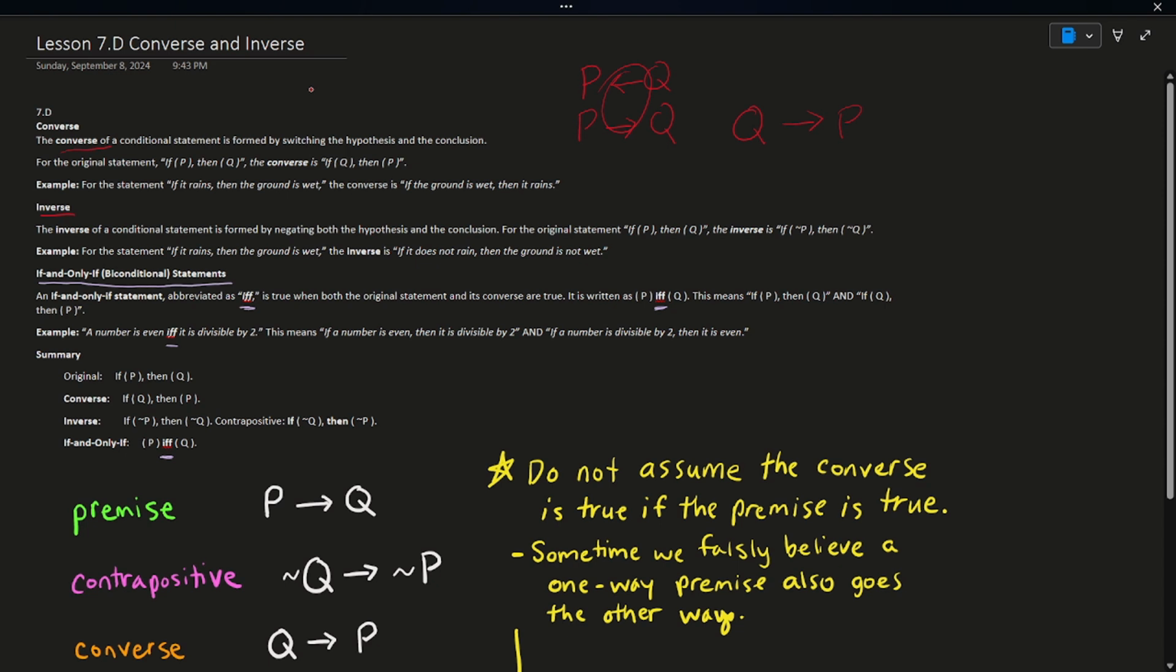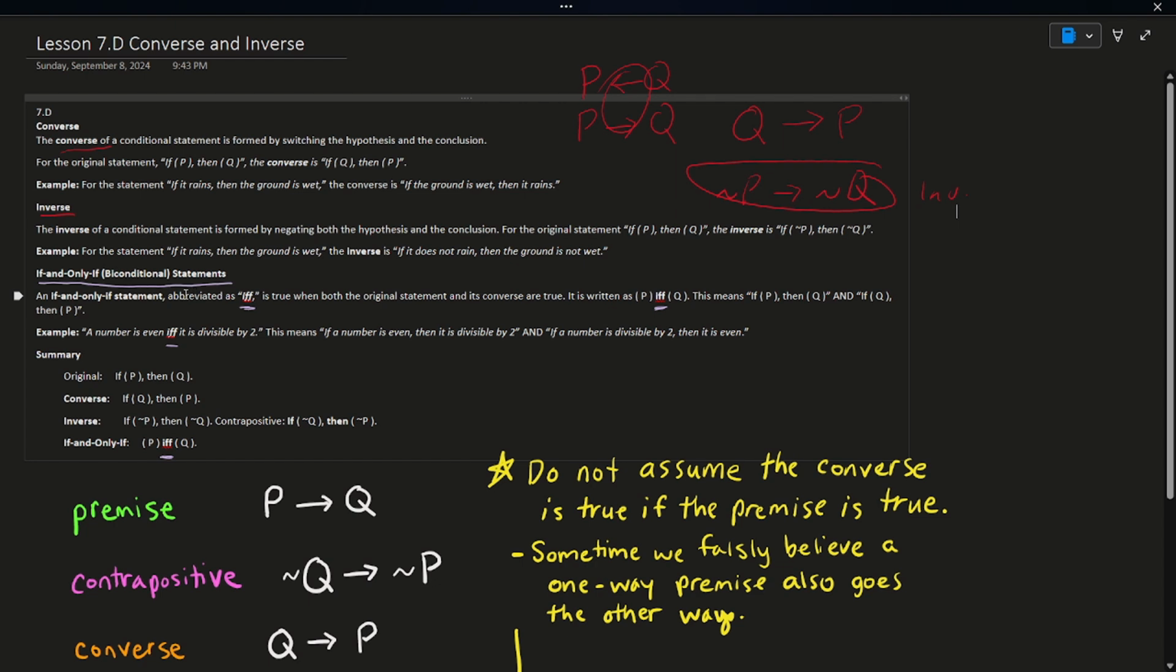Now we'll go to inverse. The inverse of a conditional statement is formed by negating both the hypothesis and the conclusion. For the original statement, if P, then Q, the inverse is going to be, if not P, then not Q. For example, if it rains, then the ground is wet. The inverse is going to be, if it didn't rain, then the ground is not wet. Pretty simple. Just negating everything.